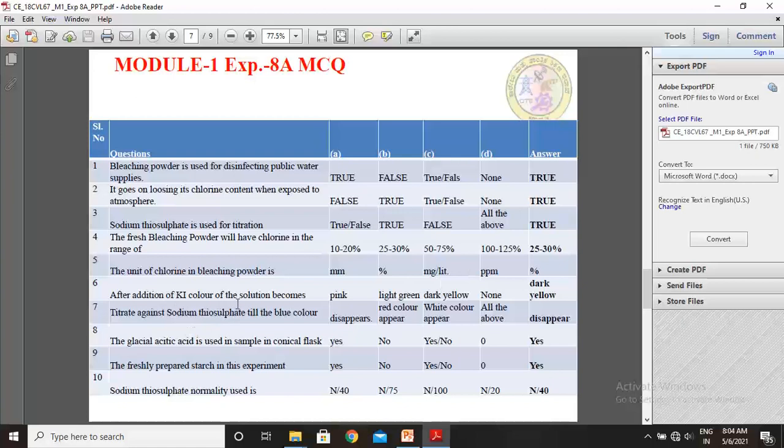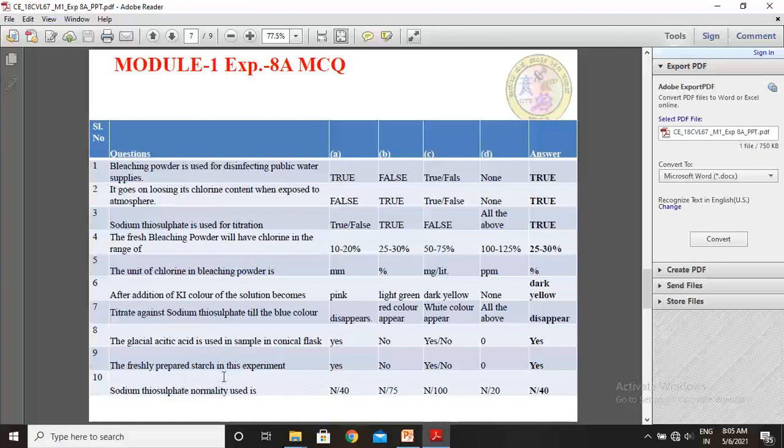After addition of KI, the color of the solution becomes pink, light green, dark yellow, or none. Option is dark yellow. Titrate against sodium thiosulfate till the blue color: options are disappears, red color appears, white color appears, all the above. Correct answer: disappears. Is glacial acetic acid used in the sample in the conical flask? Options: yes, no, yes or no, or 0. Correct answer is yes.